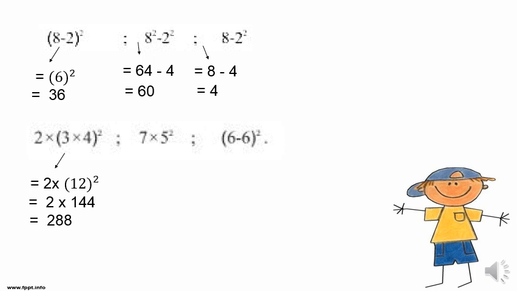Okay, the next one, 7 times 25, because we start with the exponent, and the answer will be 175. The last one, start with the parentheses, 6 minus 6, which is 0. Keep the exponent, 0 squared. 0 squared is 0 times 0, which is 0.